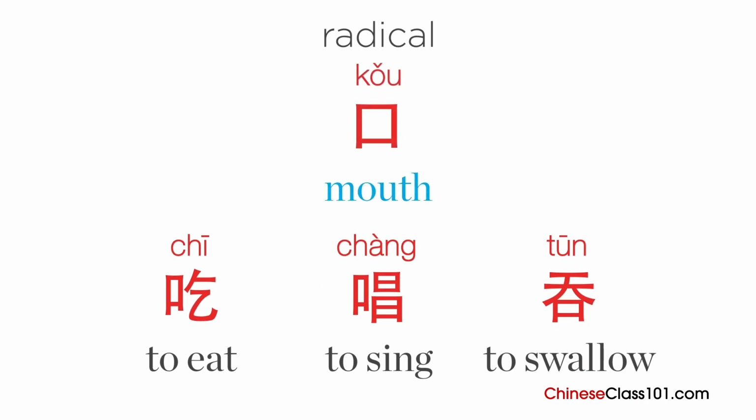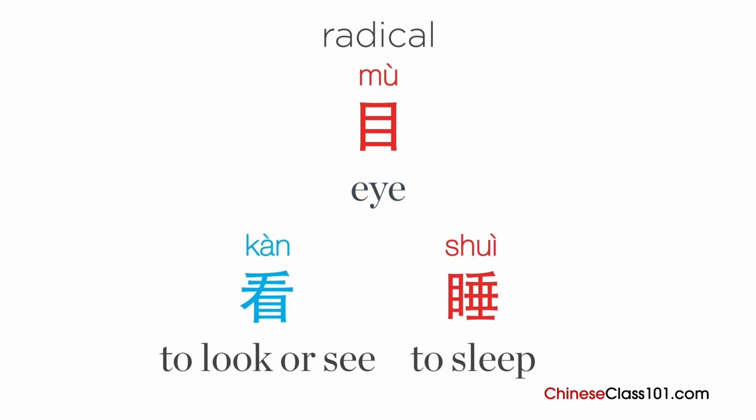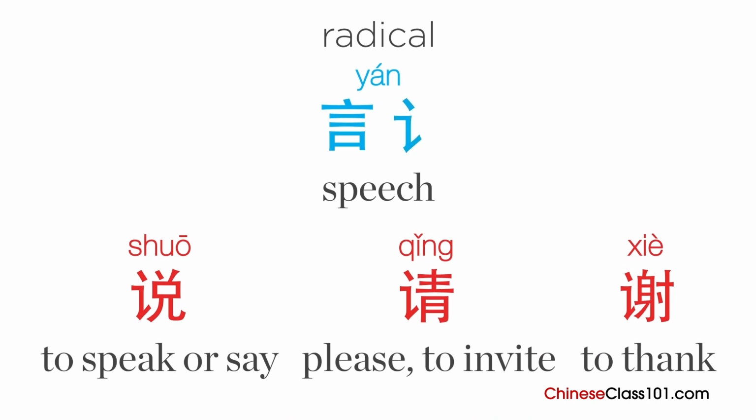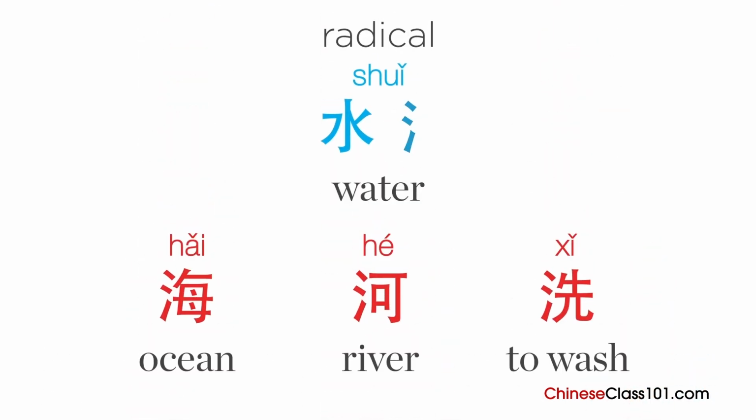口 means mouth. Characters with this radical often involve using your mouth, such as 吃, to eat, 唱, to sing, 吞, to swallow. 目 means eye, 看, to look or see, 睡, to sleep. 言 or its variation means speech, 说, to speak or say, 请, please or to invite, 谢, to thank. 水 or its variation means water, 海, ocean, 河, river, 洗, to wash.